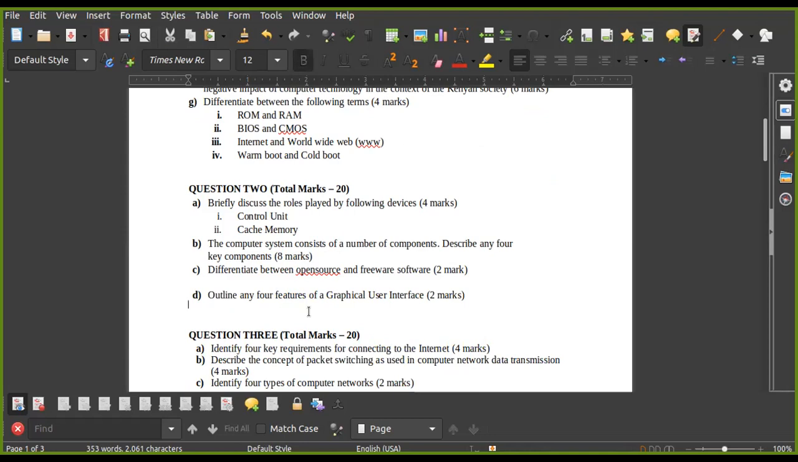Differentiate between open source and freeware software. Okay, open source basically is a software that is free, downloadably free, and allows you to modify the source code. Okay, it allows you to modify the source code. That is why it's called open source.